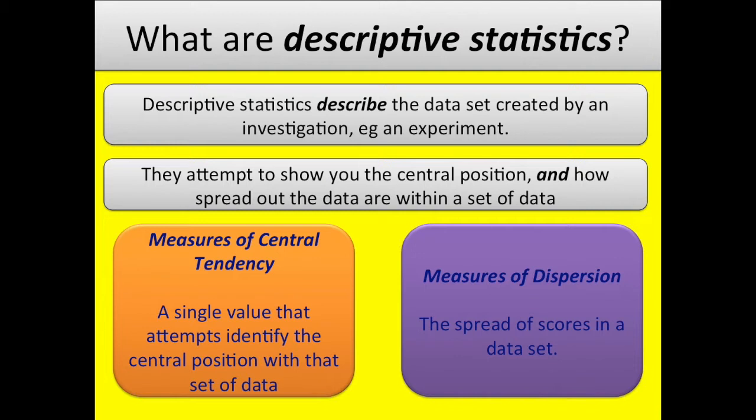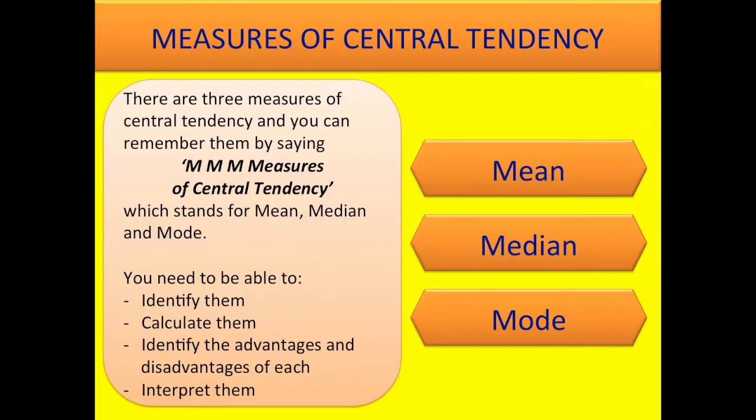And descriptive statistics attempt to show you the central position and how spread out the data are within a set of data that you've created. So measures of central tendency are a single value that attempts to identify the central point within that set of data, and measures of dispersion show you the spread of scores in a data set. So the first thing we're going to look at are measures of central tendency. There are three measures of central tendency, and you can remember them by saying "measures of central tendency". And the m stands for mean, median, and mode.